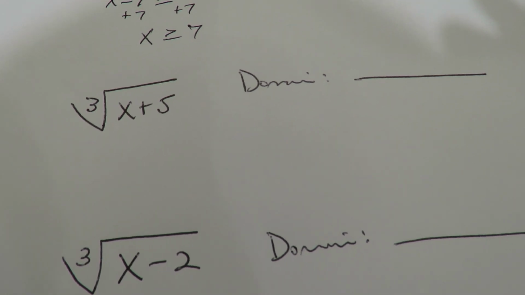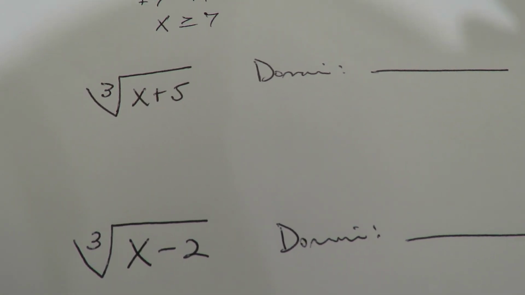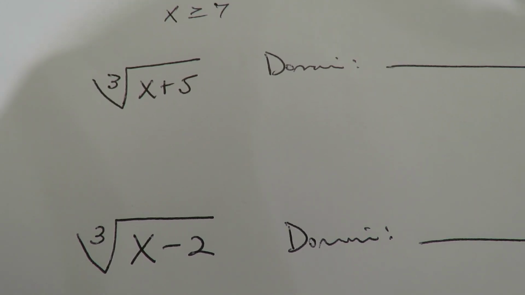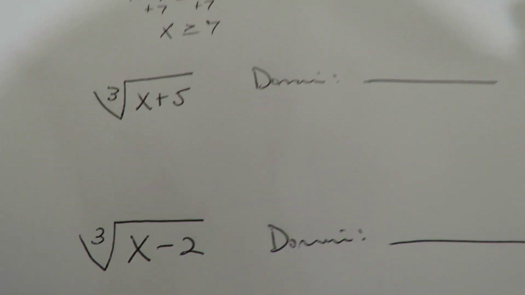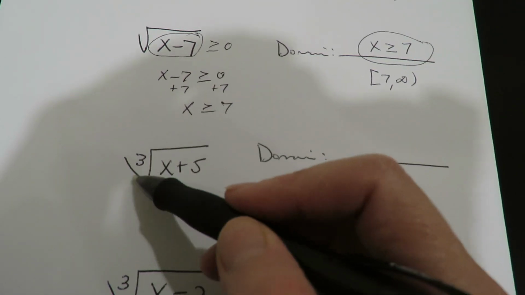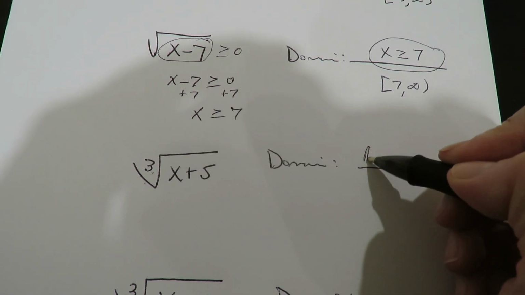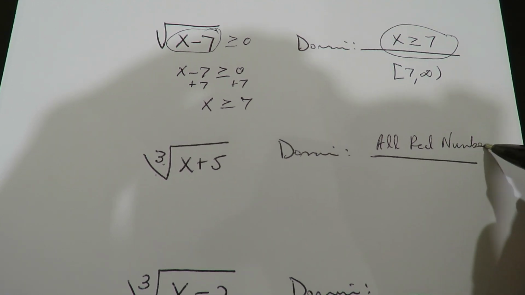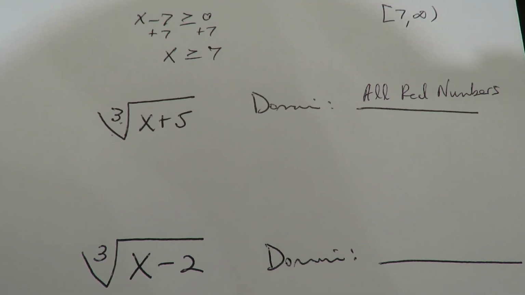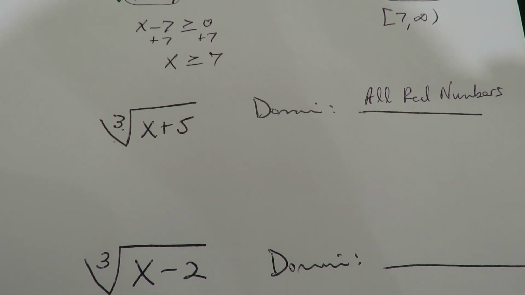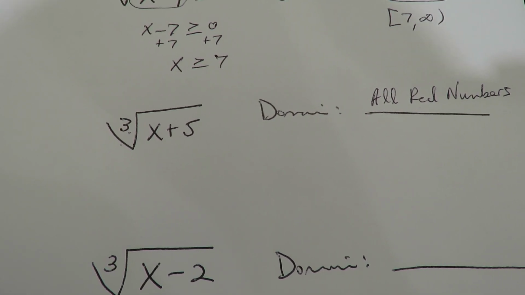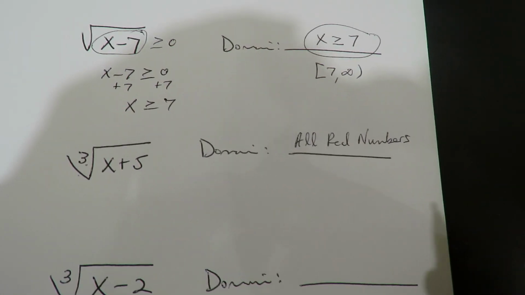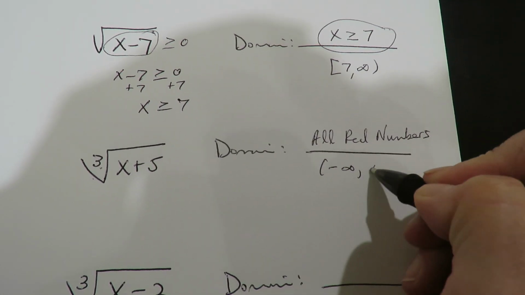Now, anytime it's an odd index, you don't have the restriction. You could put anything you want under there, because it could be positive, it can be negative, it can be 0. There's no restriction. So since this is an odd root, it means that it's all real numbers. That means that x can be anything we want. There's no wrong number. There's nothing that will not work. Everything works. If you want to do the fancy notation on that, that's negative infinity to infinity.